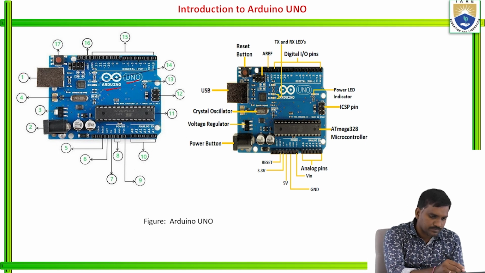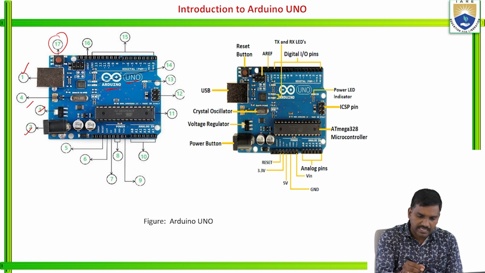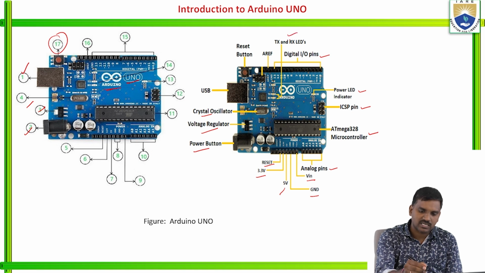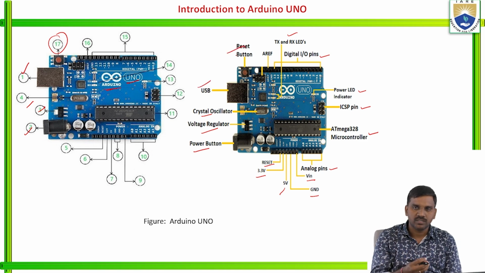So here, starting from one, 2, 3, 4 up to 17 pins it is having. The 17 pins are: crystal oscillator, voltage regulator, power button, reset button, 3.3 input volts, 5 volts, ground pin, voltage input, analog pins, microcontroller ATmega328, ICSP pin, inter-integrated communication protocol, power LED indicator, digital input output pins, transmitter and receiver LEDs, AREF, reset button, USB. We have 17 types of pins on the Arduino board.